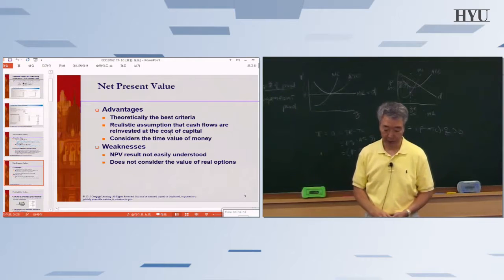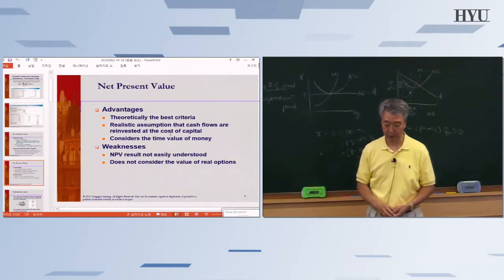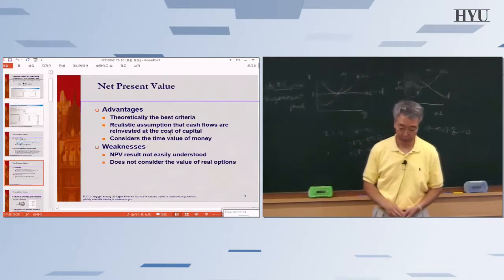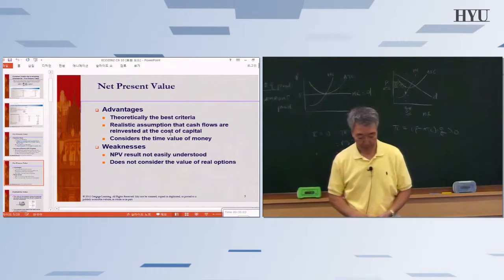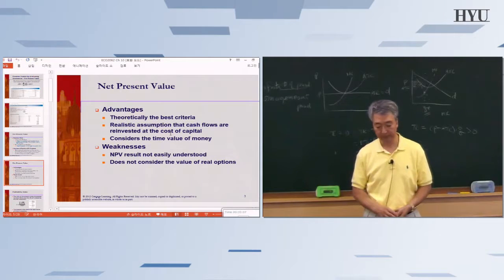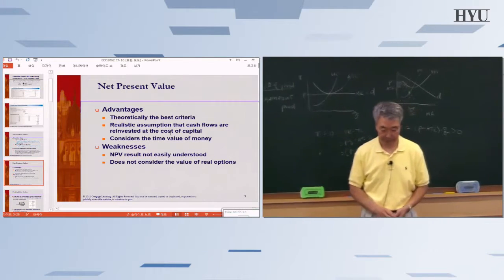It has the realistic assumption that cash flows are reinvested at the cost of capital. Well, in order to understand this, you have to wait a few minutes, after discussing other methods, right? Then you'll be able to understand this, okay? And it also considers the time value of money, because some other criteria do not consider the time value of money, right?